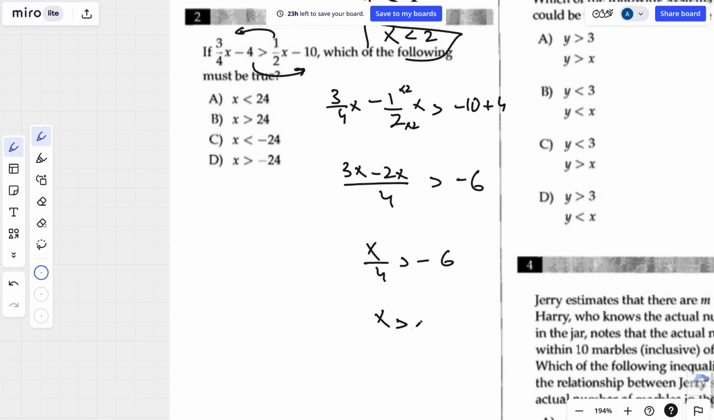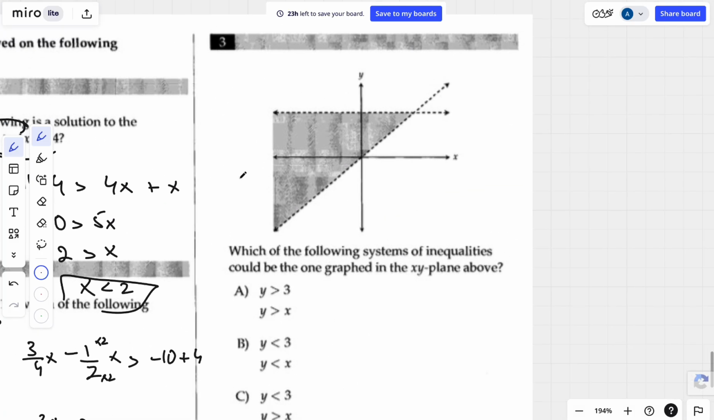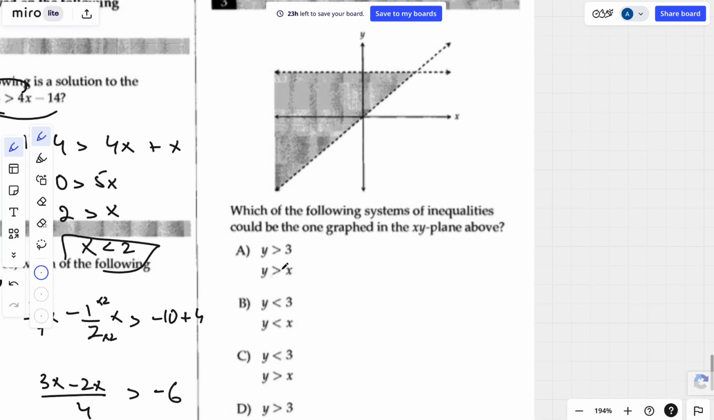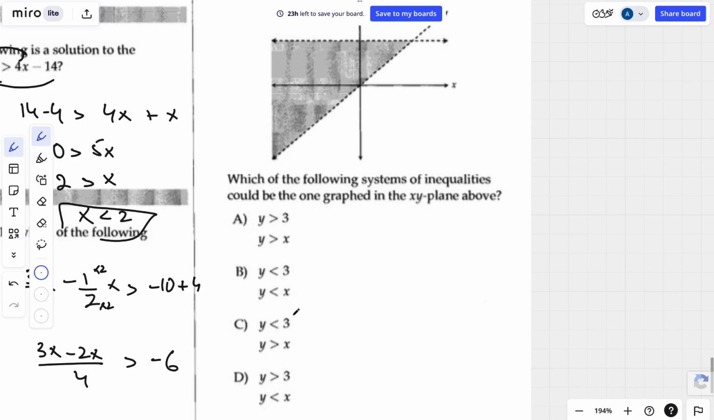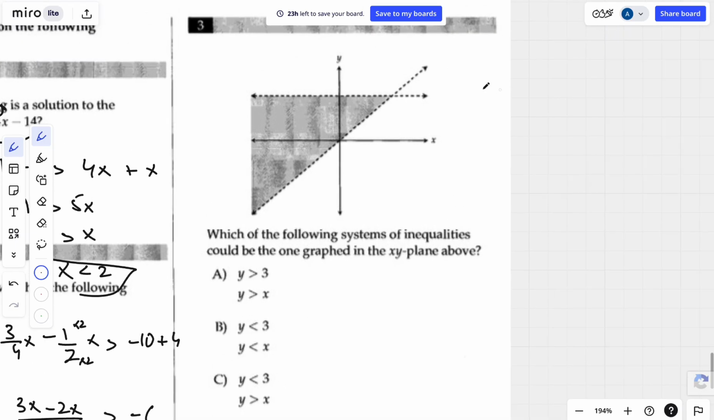That's going to be x greater than negative 24, which is going to be D. Question 3, we have two inequalities, and looking at the options, it can be 3 or x. There is no other option. So that means this has to be 3 because it's a straight horizontal line. The slope is 0. For this one, because it's a diagonal, we have some slope. So we'll say this is y equals x.